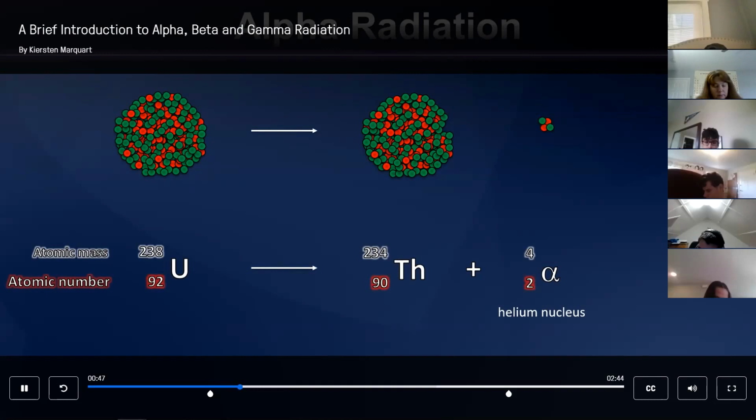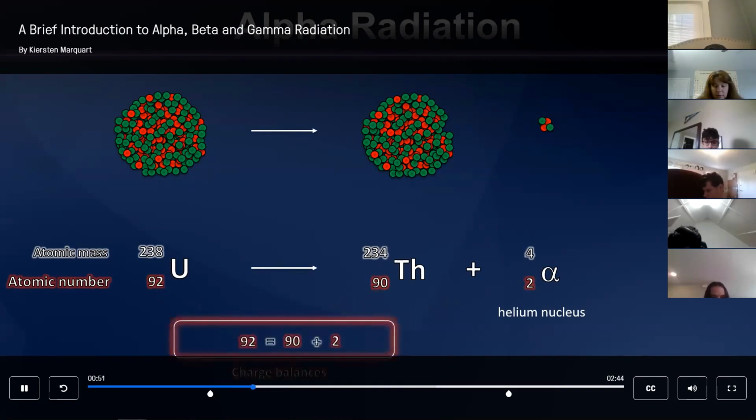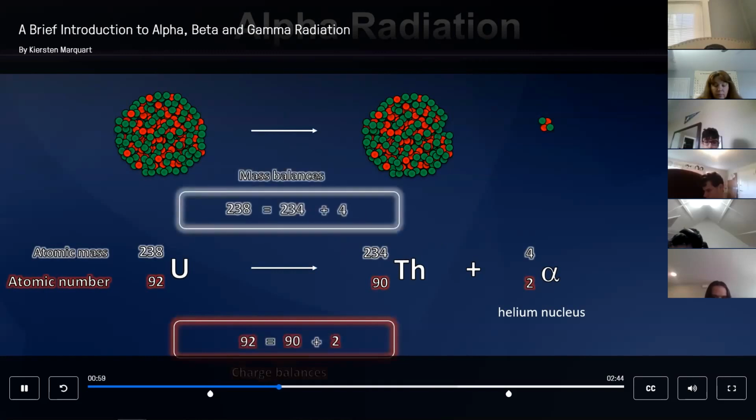Notice that the atomic number of uranium, 92, is equal to the sum of the 2 products, right? Thorium and an alpha particle. Notice the atomic masses as well add up, right? So charge is balanced and mass is balanced as well. So in this case, I've lost a helium nucleus.